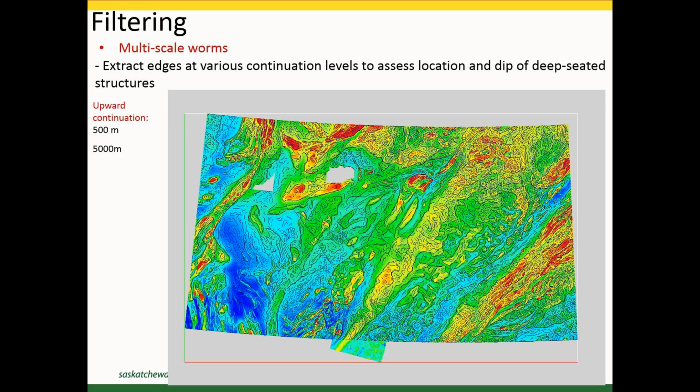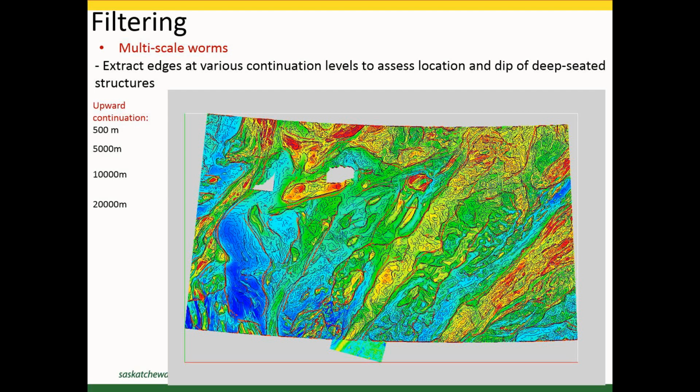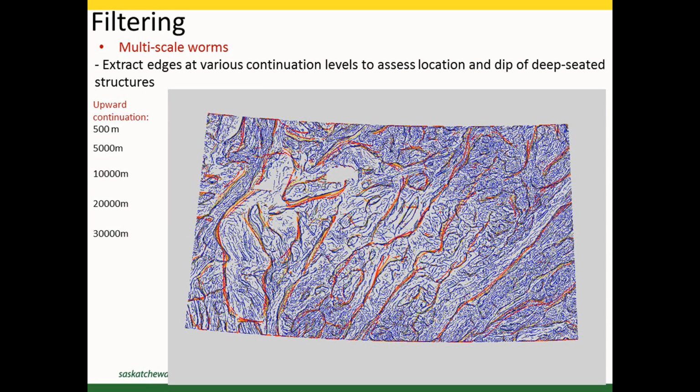Then edges are extracted from 5 kilometers upward continued data, 10 kilometers upward continued data. As we go higher, we can see major magnetic domains at depth. At 20 kilometers upward continued, the edges are represented by thick red lines. Then 30 kilometers, and at the end you have this map. You have the source edges, the edges of deep sources as well as shallow sources, so you can turn off or turn on specific levels to do your geological modeling.